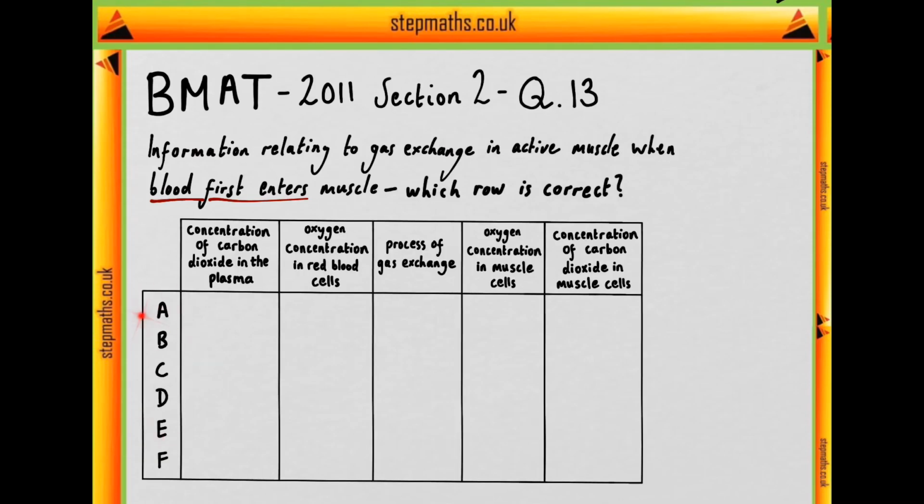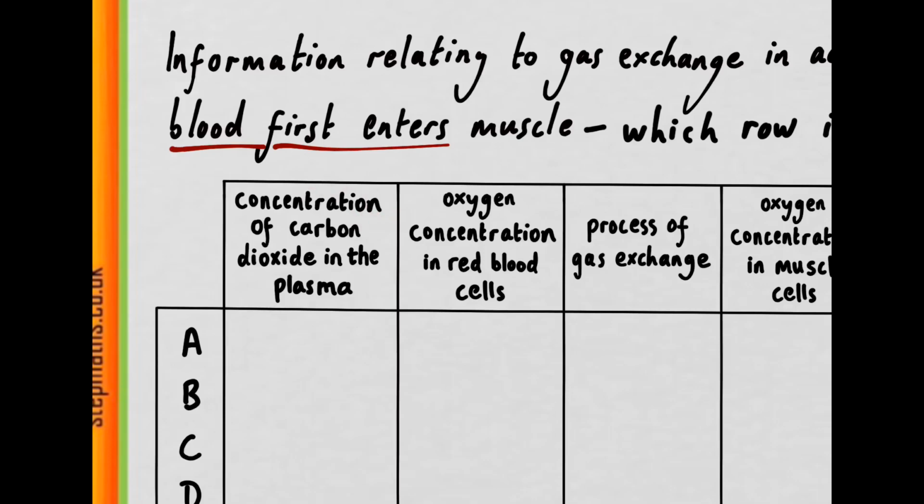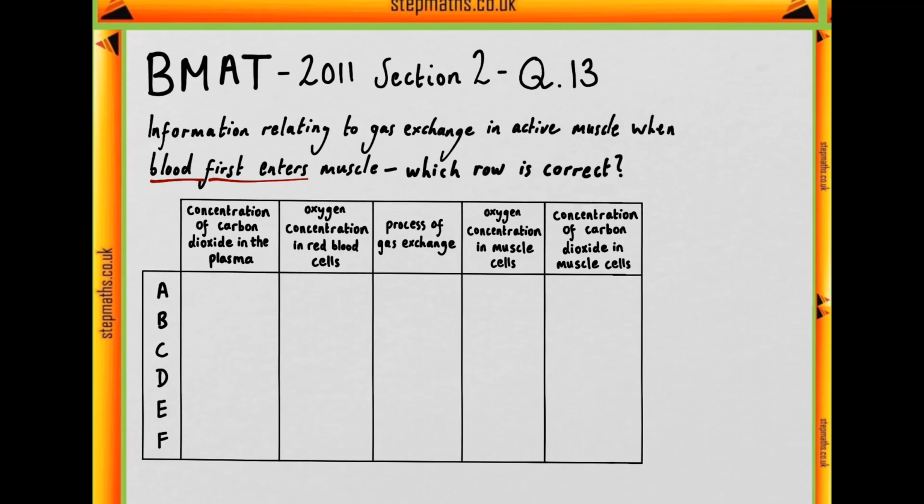So we'll be given this table here. Instead of going through the individual rows, what we'll do is take each column by column, and see the available options for each of our rows, and then we'll see which of our rows our answer corresponds to. We'll start with the concentration of carbon dioxide in the plasma, and this is related to the blood first entering the muscle tissue. So this will be fresh blood entering the muscle tissue as compared to the actively respiring muscle.